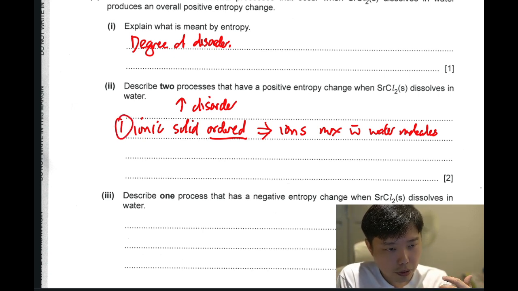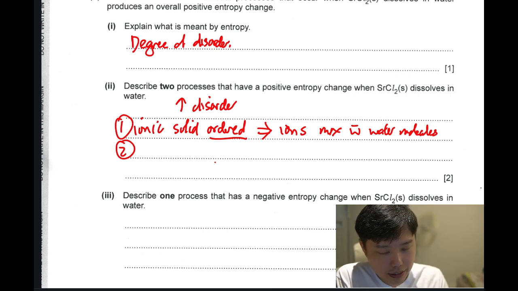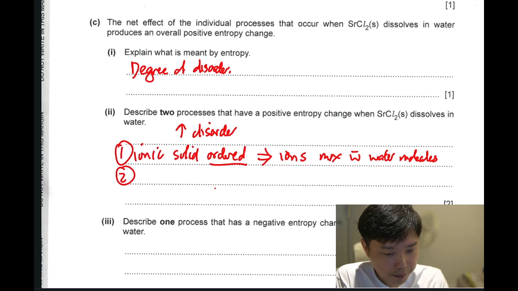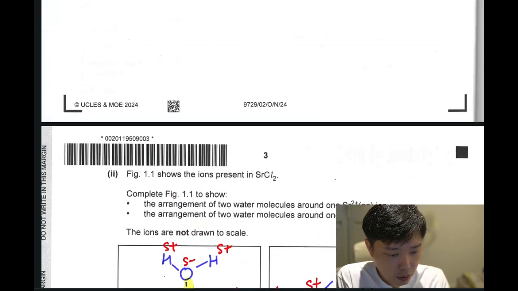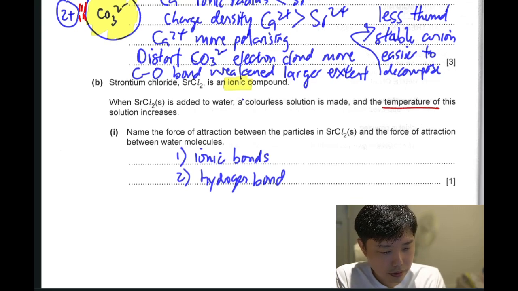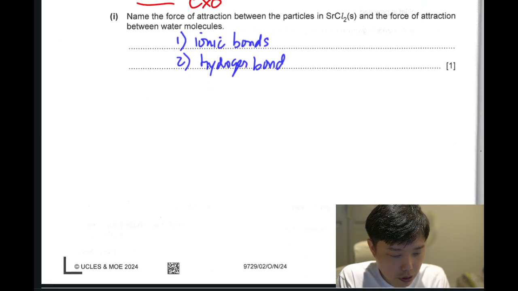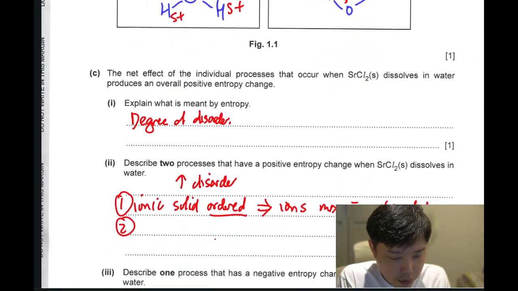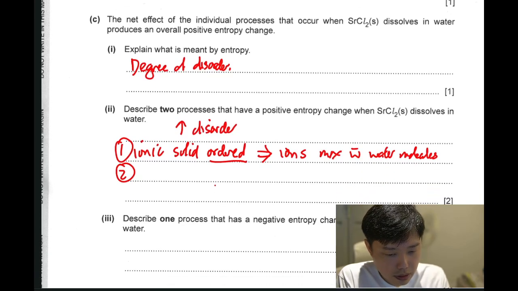Okay, if you talk about process number 2, remember that entropy also includes the temperature, the kinetic energy, the ways that they can distribute the kinetic energy of the particles. Okay, so since it is exothermic, remember earlier on the question actually told us that this is an exothermic reaction when strontium chloride is dissolved. So we're going to make use of this piece of info in part B. We're going to use it in C part 2.